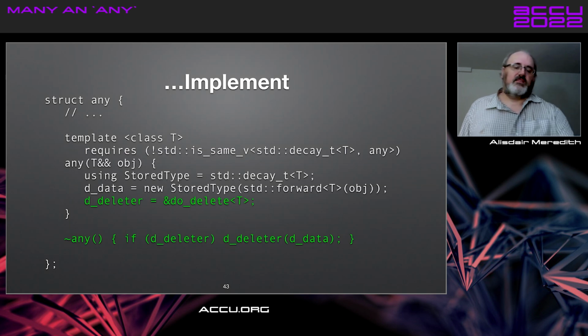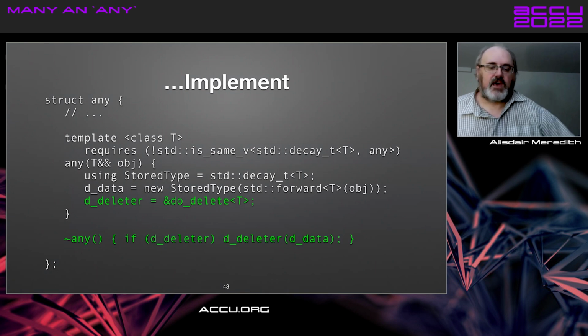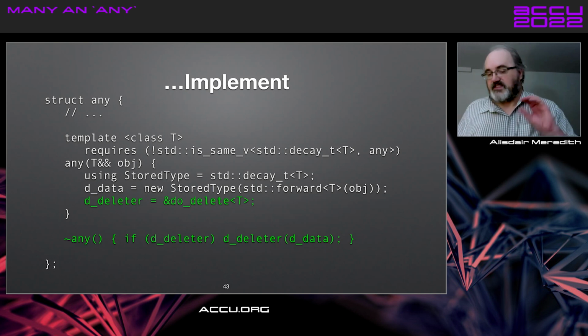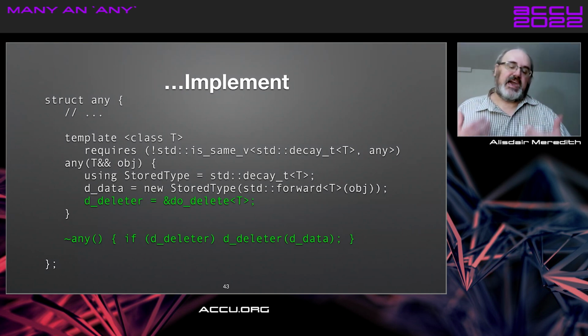It takes the deleter member and says, okay, take the address of that do delete function, that template function, and I pass the angle T at the time I take the address, so I get the address of the right instantiation of that function template. Likewise, when the destructor runs, if I have the deleter, I call the deleter with d under data. If I don't have the if d under deleter there, my default constructor doesn't have a deleter function, and I would be trying to call through that null pointer, bad things happen.